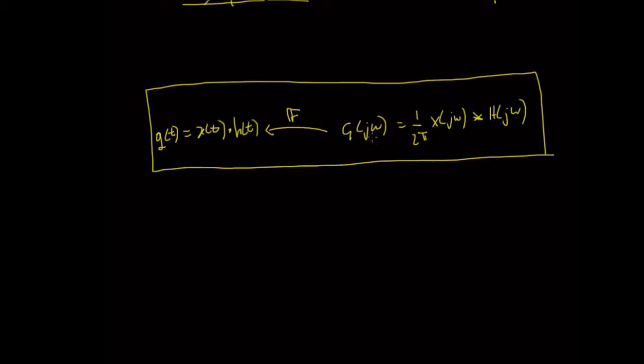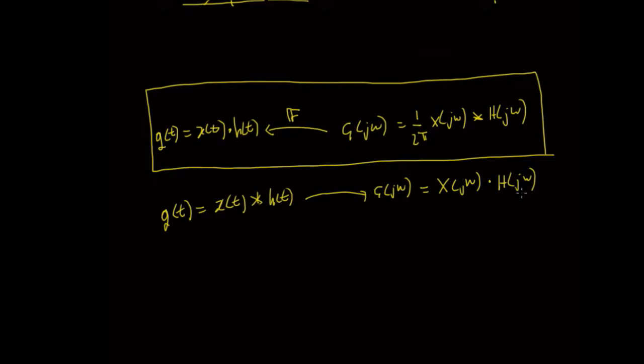So we're able to prove that, and if we write the previous one down, if we say g of t equals x of t convolved with h of t, when we do the Fourier transform, it's equivalent to saying g of j omega equals x of j omega times h of j omega. So we can see that that's a kind of transform pair.